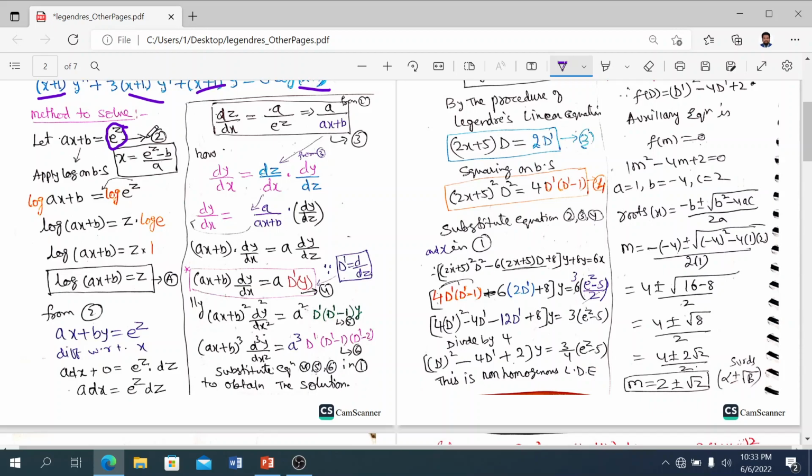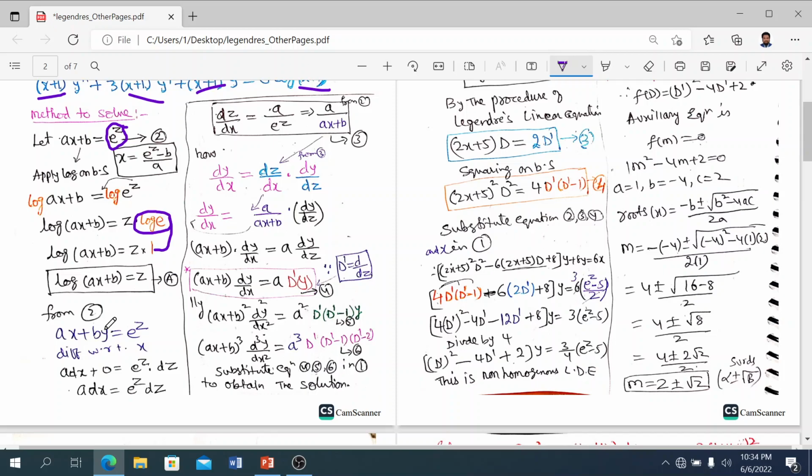Now, this is the second equation. Applying log on both sides, log(ax+b) = log(e^z). We know the power rule in logarithm, z comes in front: z log e, and we know that log e value is 1. So z into 1 is z. So log(ax+b) = z. Mark it as A.